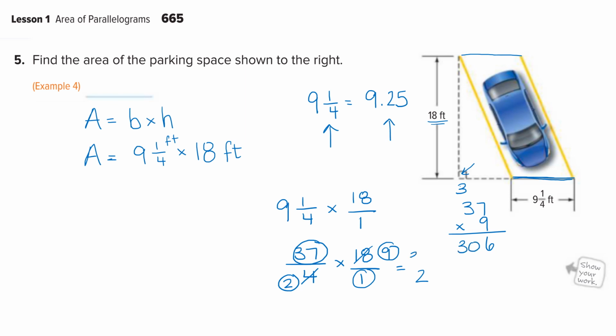So we have 306 over 2, and 2 goes into 30 15 times, and 2 goes into 6 3 times. So our area equals 153 feet squared, because again, I'm doing feet by feet.